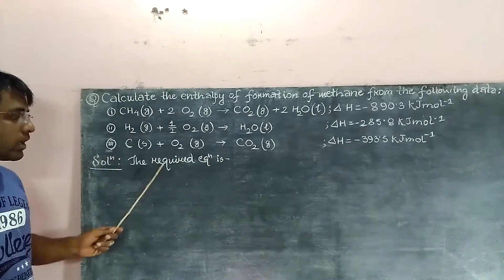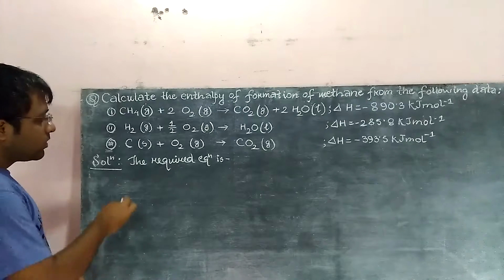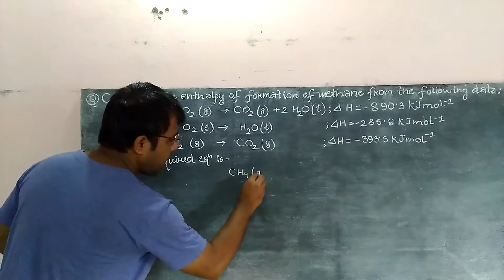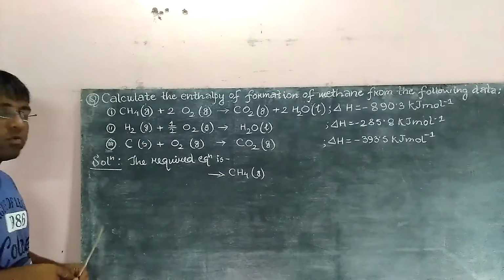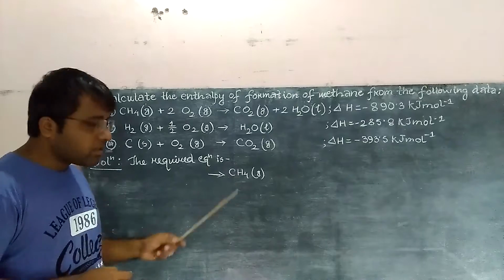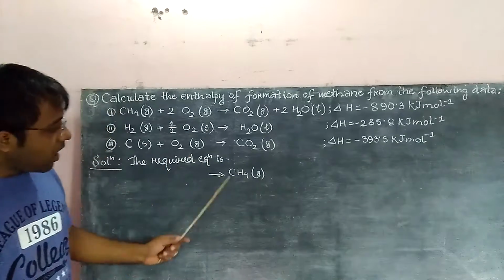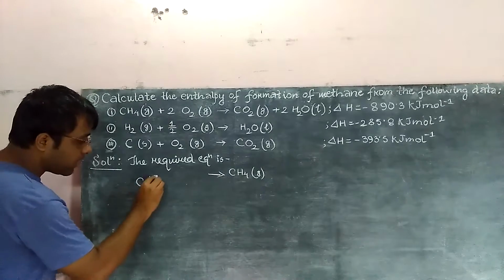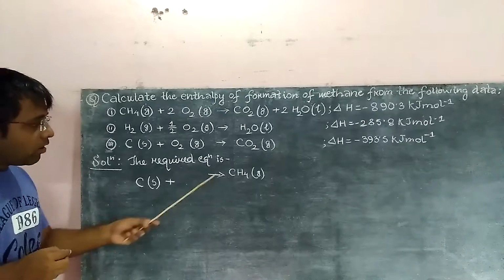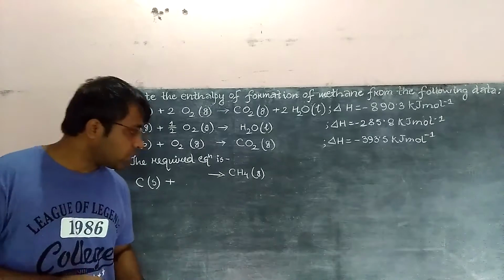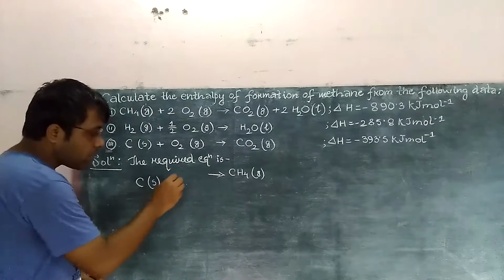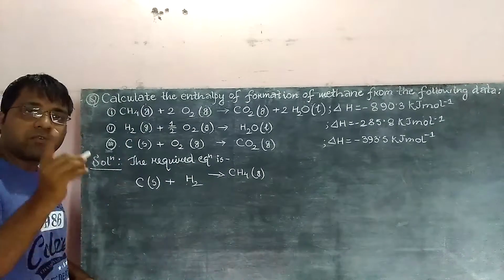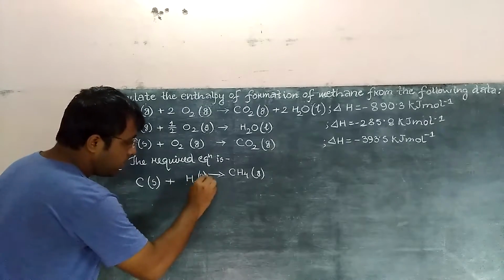So let's write the required equation at first. The required equation is that to get methane, which is a gas molecule, we can write in this way. First, you write the formula in the side of the product. How many carbons are there? One carbon. So we can write C in bracket S, plus how many hydrogens are there? 4 hydrogens. So we cannot write 4H. Better to write as H2 because it exists in the form of a gas. So we will be writing here gas.